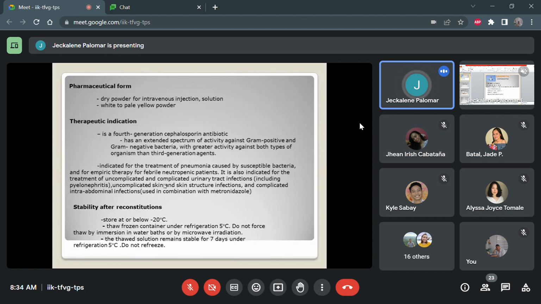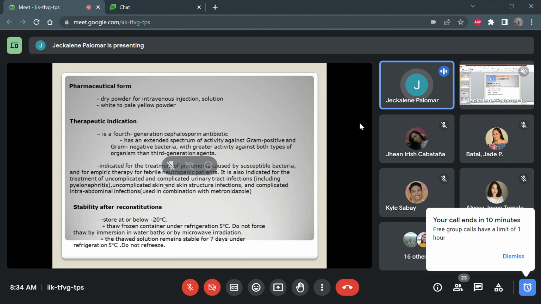It is indicated for the treatment of pneumonia caused by susceptible bacteria and for empiric therapy for febrile neutropenic patients. It is also indicated for the treatment of uncomplicated and complicated urinary tract infection, including pyelonephritis, uncomplicated skin structure infections, and complicated intra-abdominal infections, used in combination with metronidazole.